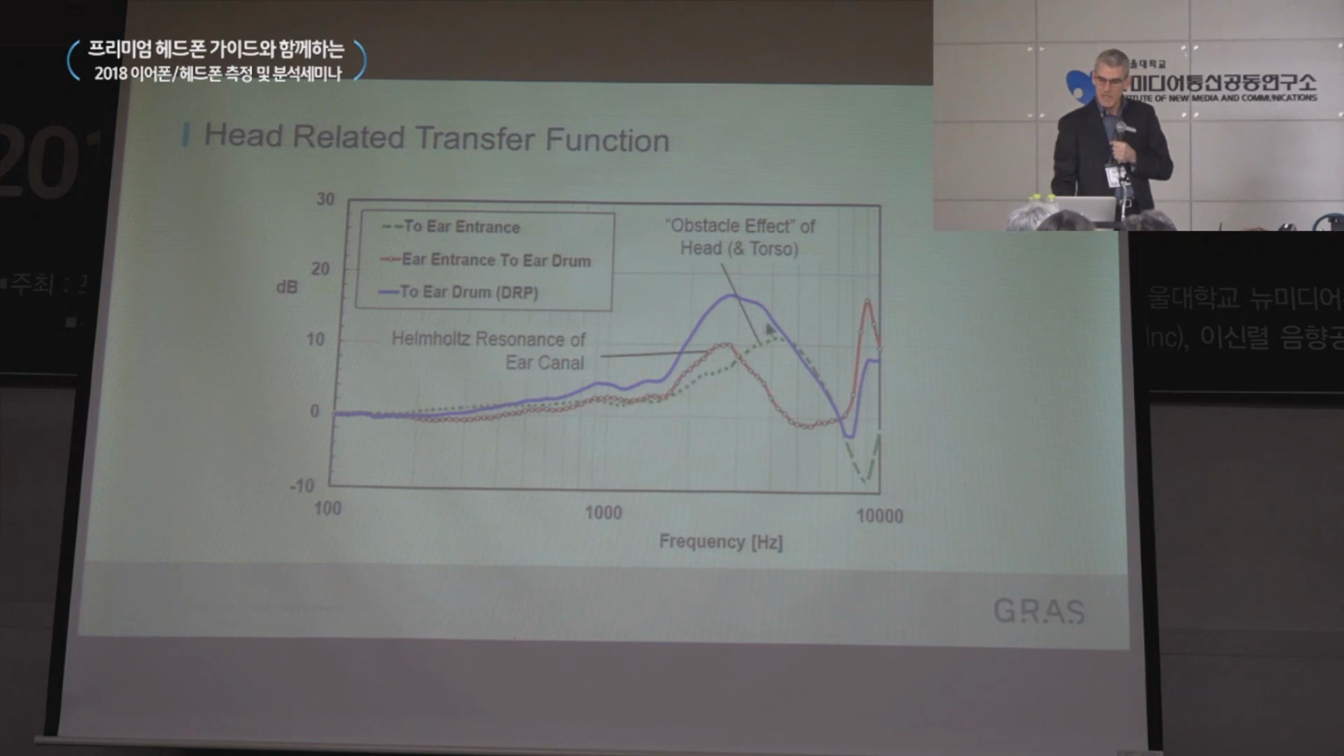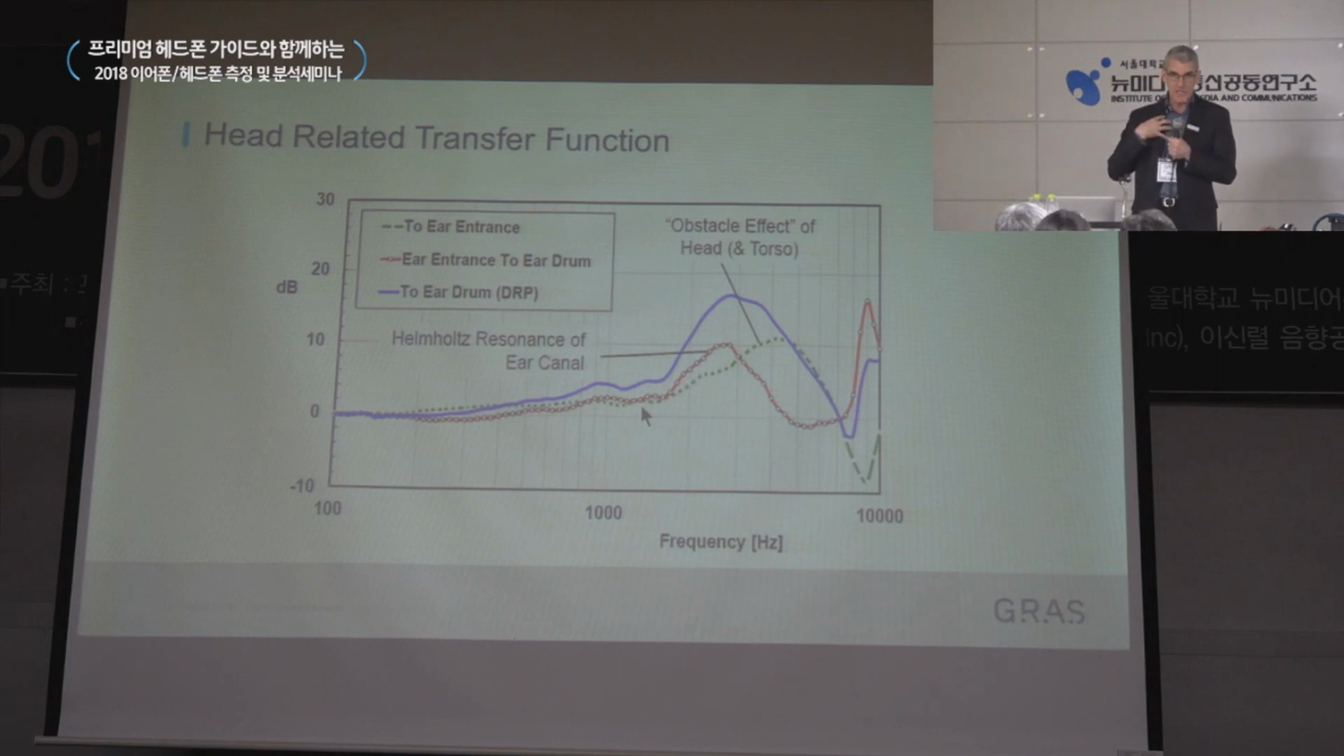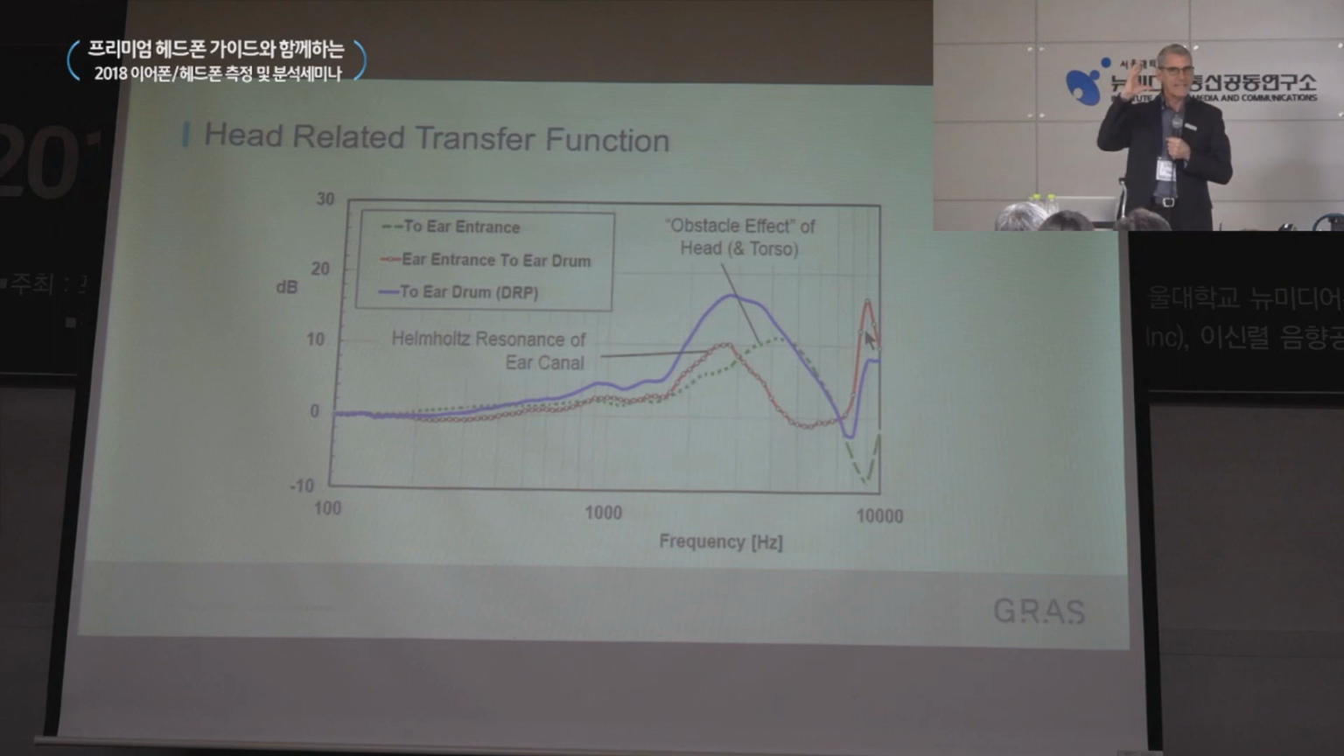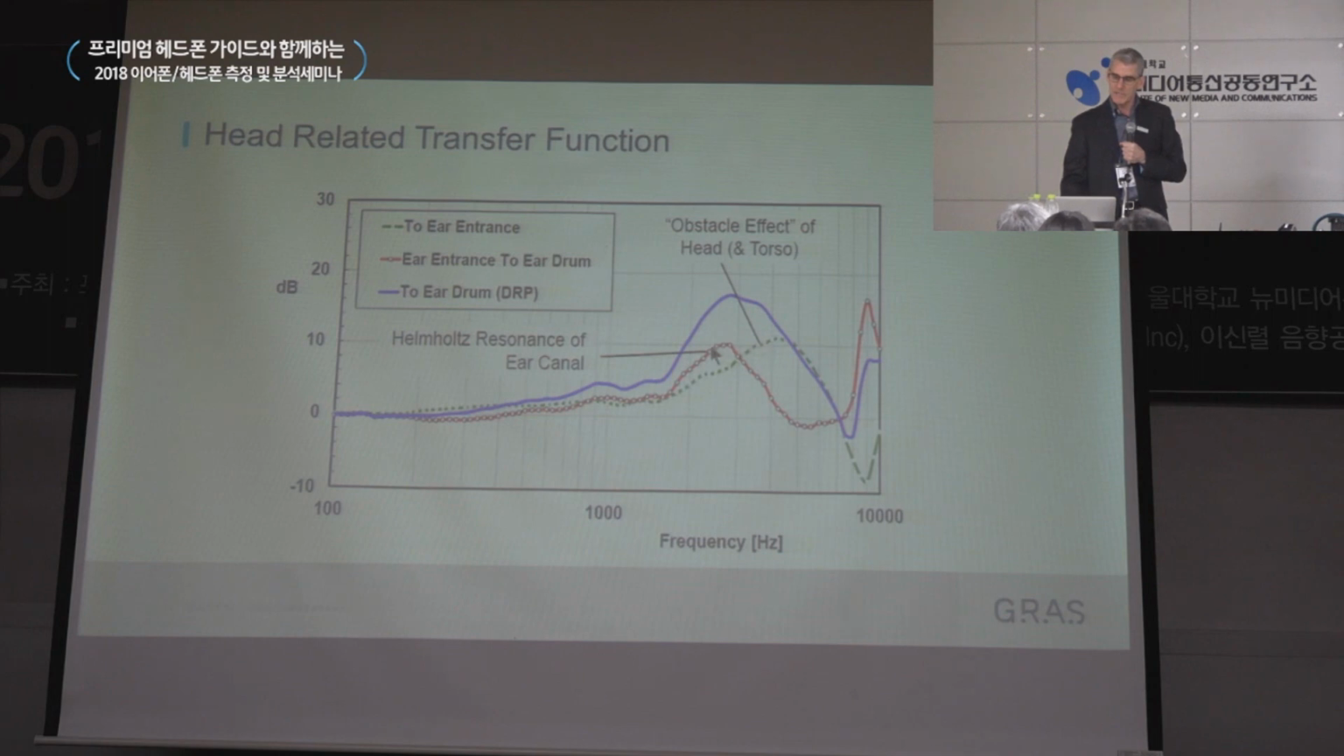The green dotted line here is the effect of the actual physical body. Again, the head, torso, and the pinna. And the red curve being what happens when the sound enters the ear canal and has to go all the way into the eardrum. So the complete head-related transfer function is a sum of the green line and the red line. So it's a sum of the, you could say, physical appearance and the transfer function in the ear canal.